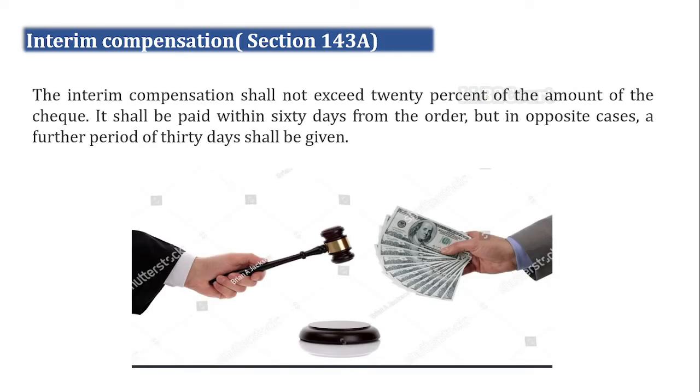According to new Section 143A, an interim compensation of maximum 20% of the check amount can be demanded by the complainant on the first appearance of the accused. If the accused is acquitted after the trial, then the complainant has to repay the interim compensation amount with interest at the rate prescribed by the RBI as directed by the court.